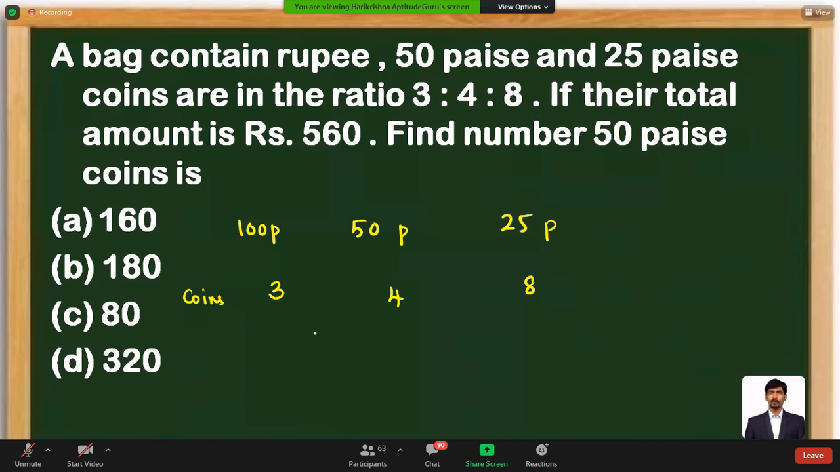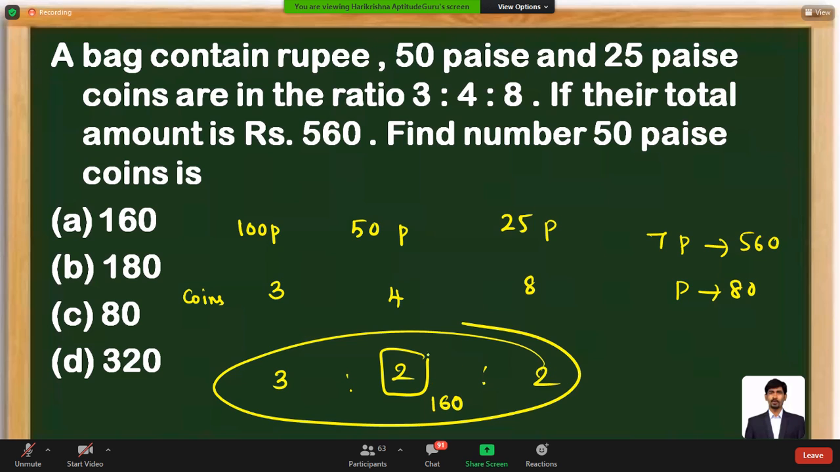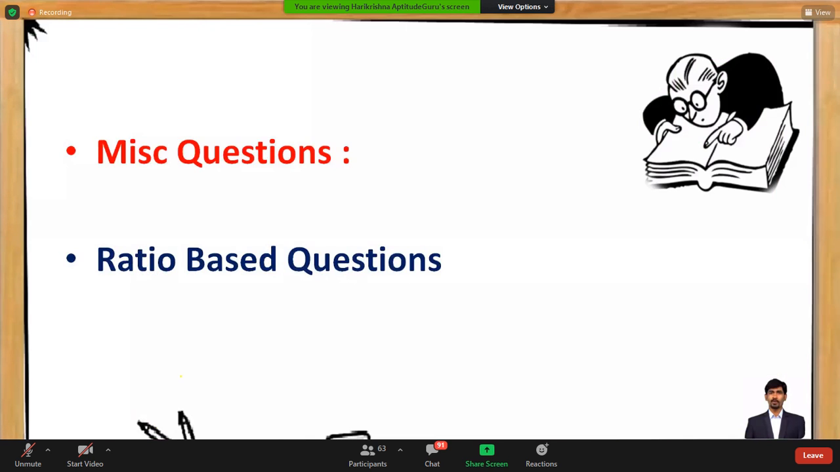So coins are given. By looking at the coins, we can say what the amount is. 3 coins of 1 rupee, that is 3 rupees. 4 coins of 50 paisa, that will be 2 rupees. 8 coins of 25 paisa, that is also 2 rupees. So what is the sum of this? This is going to be 7 rupees. These 7 parts will be equal to 560. So one part is going to be 80. The number of 50 paisa coins required is 2 parts, that is 160. So the number of coins will be 320. Mark it as option B.